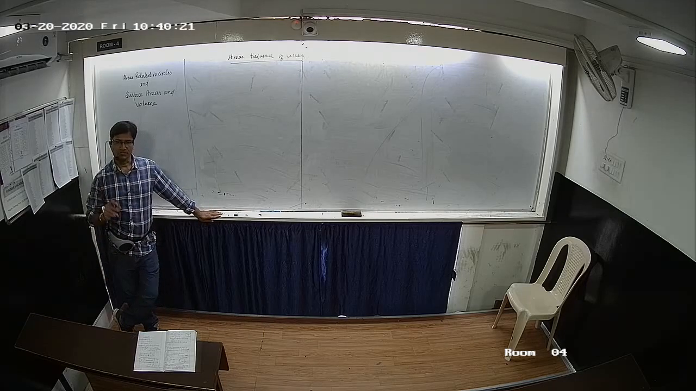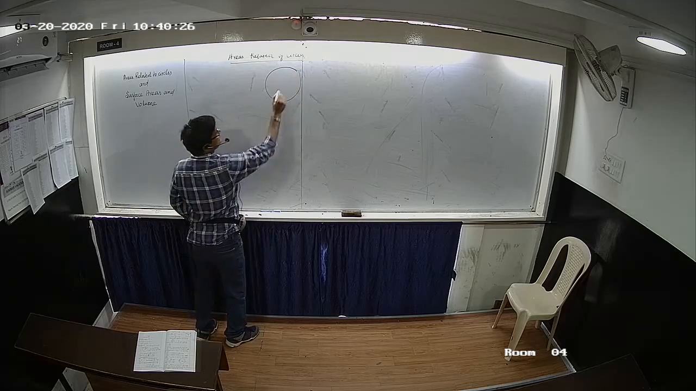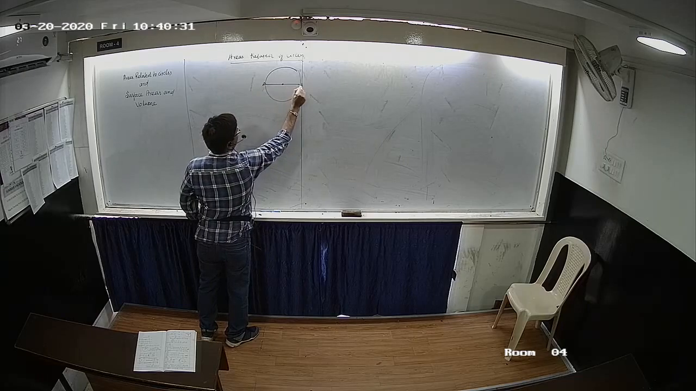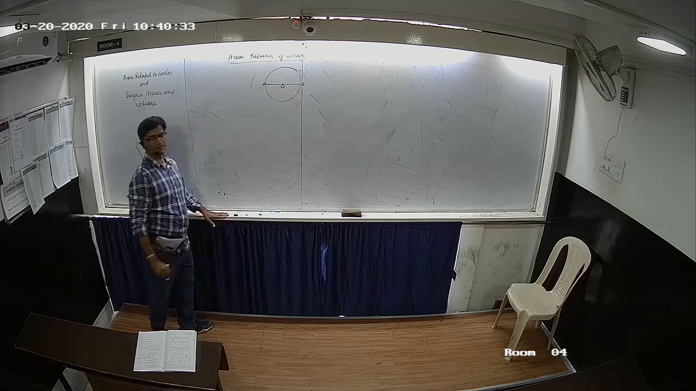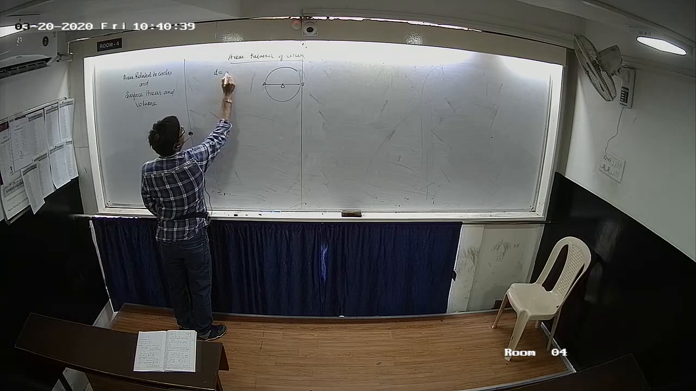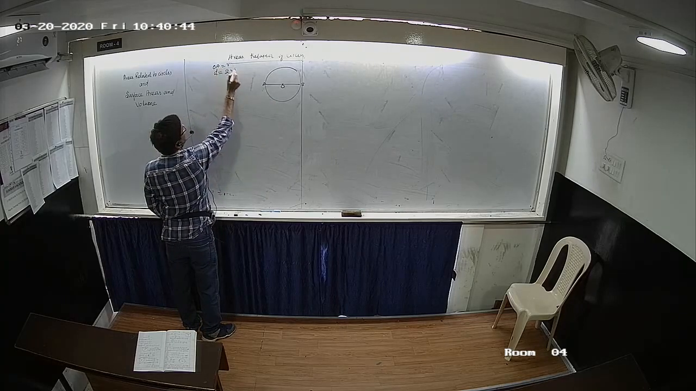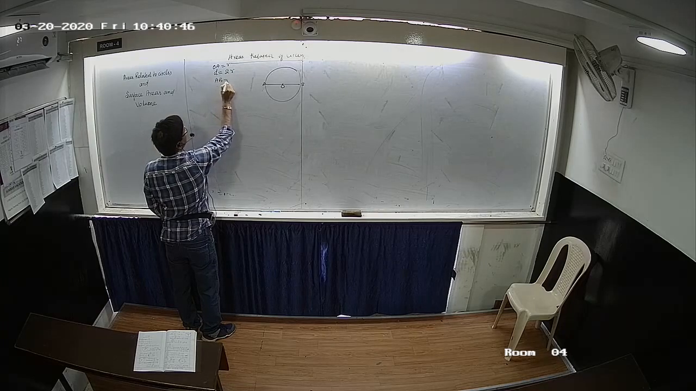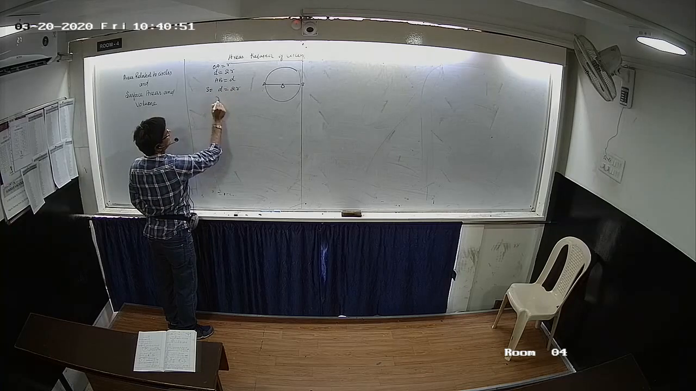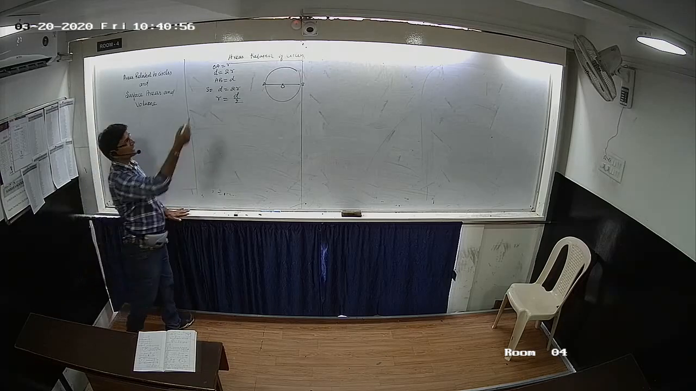Everybody knows what a circle is? In the circle with center O, AB is the diameter of the circle. So we know D is equal to 2R. OA is the radius and AB is the diameter. So D is equal to 2R or R is equal to D by 2. We know that. And what is the length of the circle?